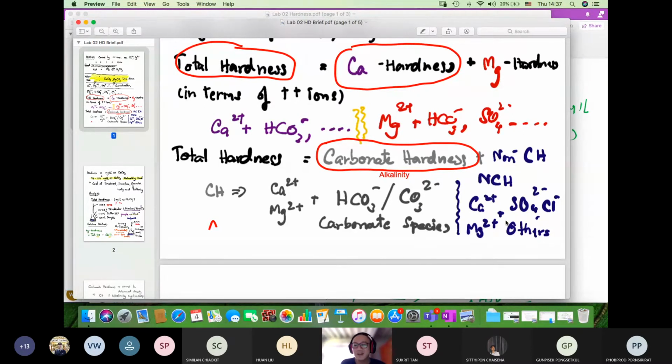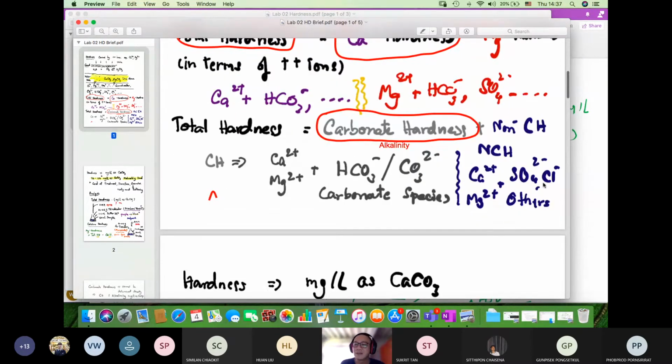But if they are associated with some other anion, for example, sulfate and chloride, we call this the non-carbonate hardness. Okay, so we have carbonate hardness and non-carbonate hardness if we classify it based on negatively charged ion, or anion.